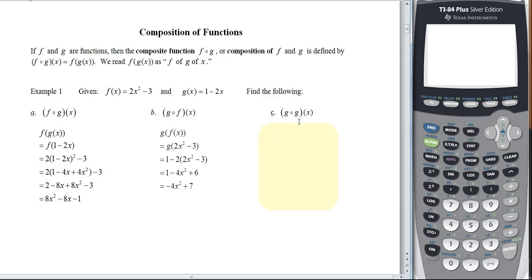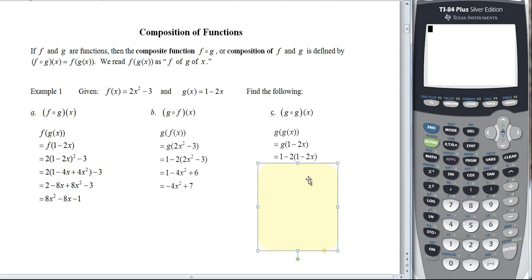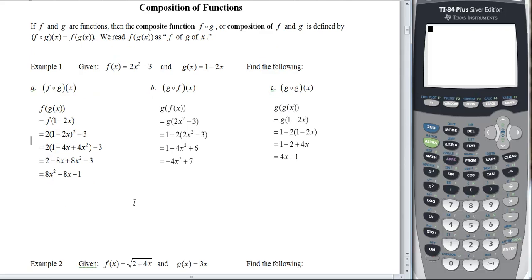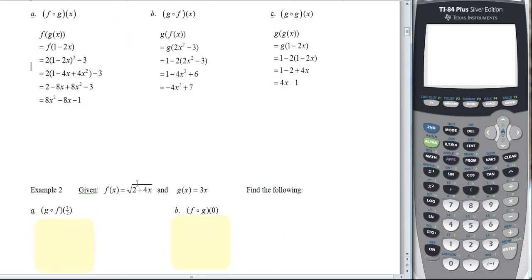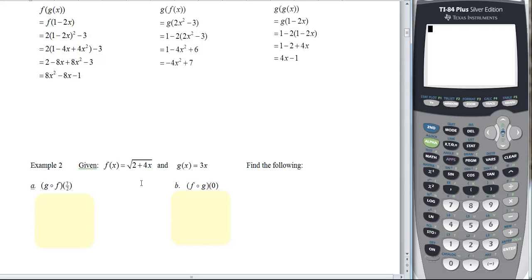Okay, now I've got g of x, so rewrite it. Go get g of x, which is that 1 minus 2x, and put it inside those parentheses. Pick this parentheses up and go back and put it in for x wherever it exists. Distribute, that would be a negative 1 minus 2 plus 4x. And I would have 4x minus 1. So that's that one.